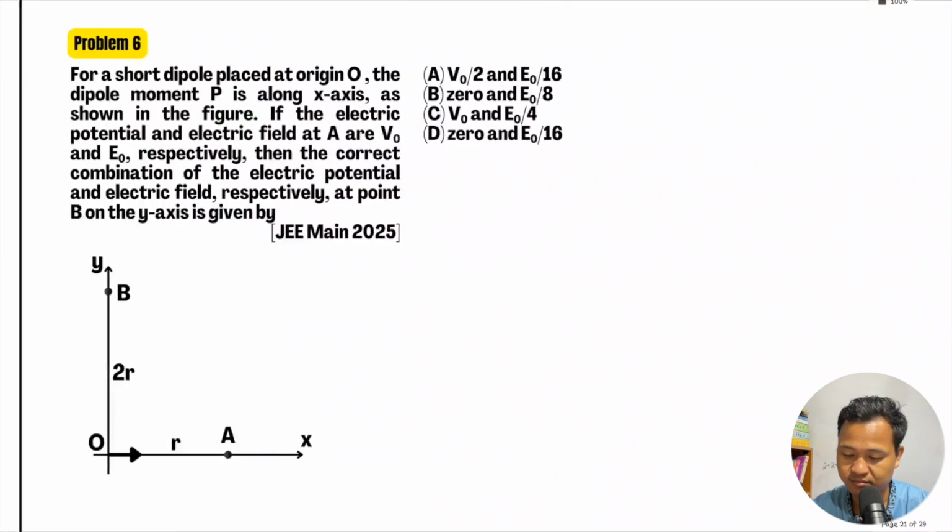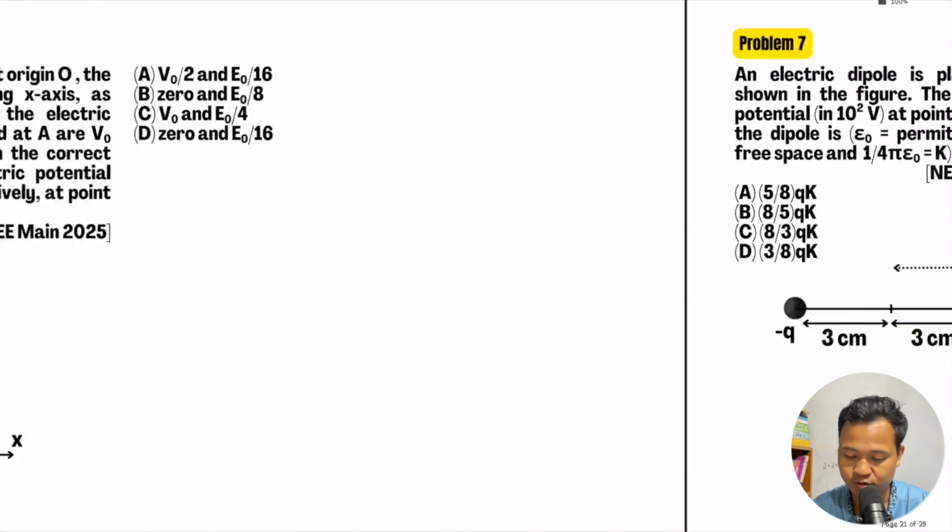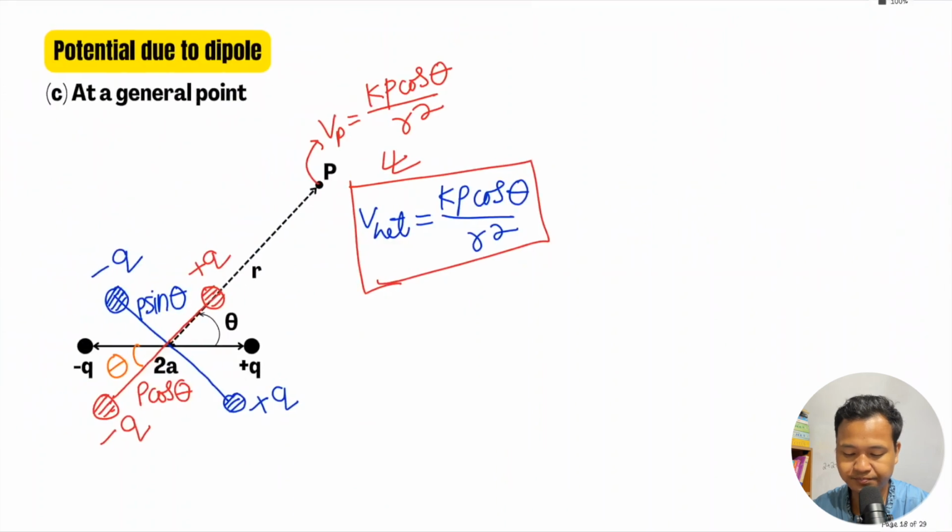Now let us solve questions. Okay, first question. The electric field due to a short electric dipole at large distance r. At a large distance r, for a short dipole, r is much greater than a.